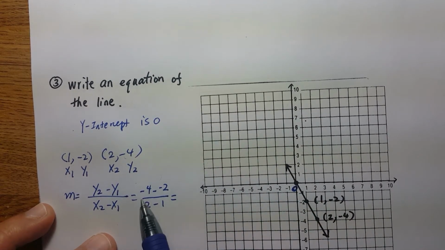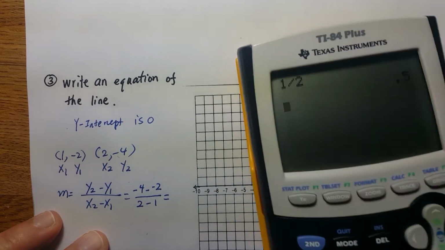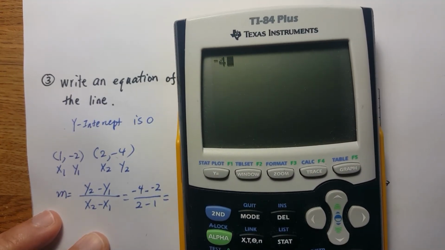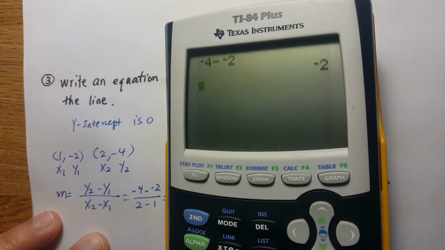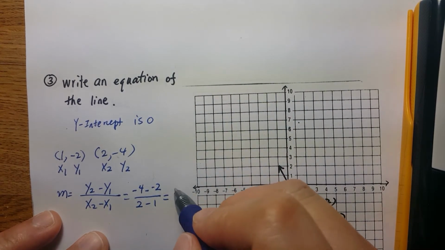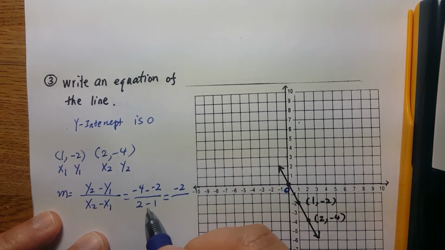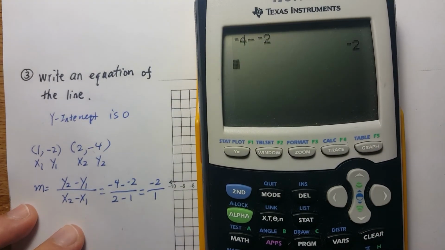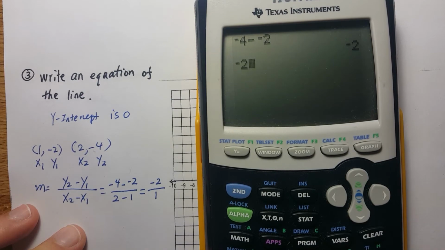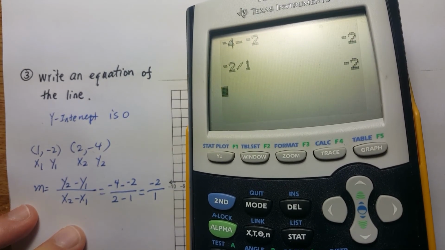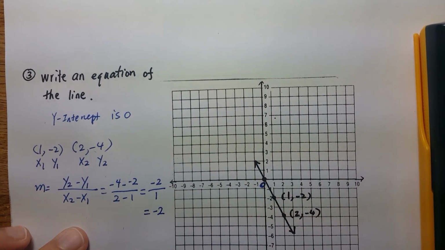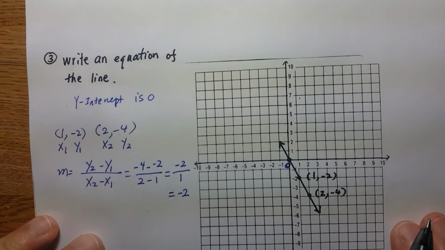So now for this part, we can type it in the calculator. So we can have negative 4 minus negative 2. We get positive negative 2, and 2 minus 1 is 1. So we know that you can turn this into an integer. You can check it with your calculator if you want to. So we get negative 2 divided by 1 equals negative 2. So now our slope is an integer, negative 2.